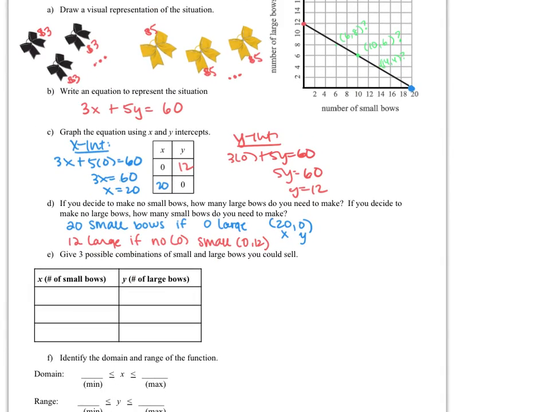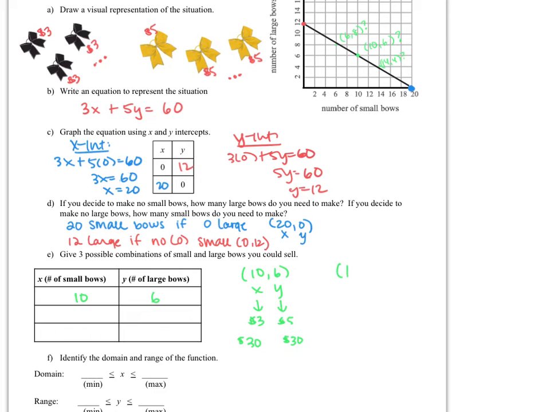So I'm going to check that ordered pair 10, 6, which is x, y. That means 10 small at $3 each, that would be $30. 6 large at $5 each, that would also be $30. And so that would add to 60. So yes, that's a combination, 10, 6.